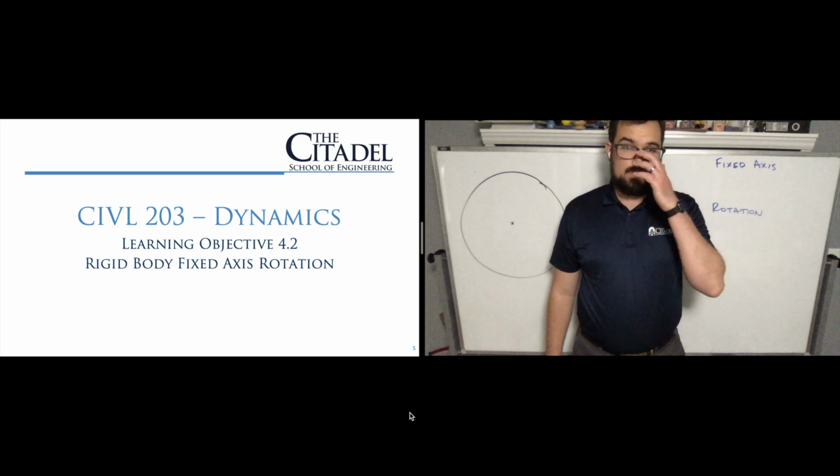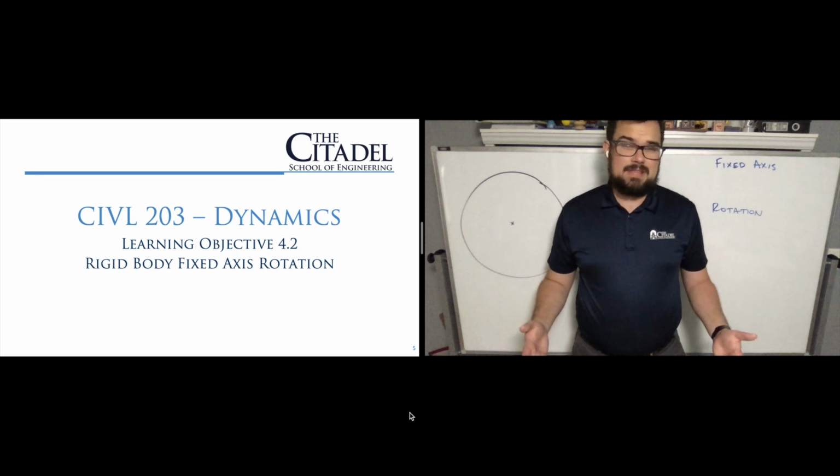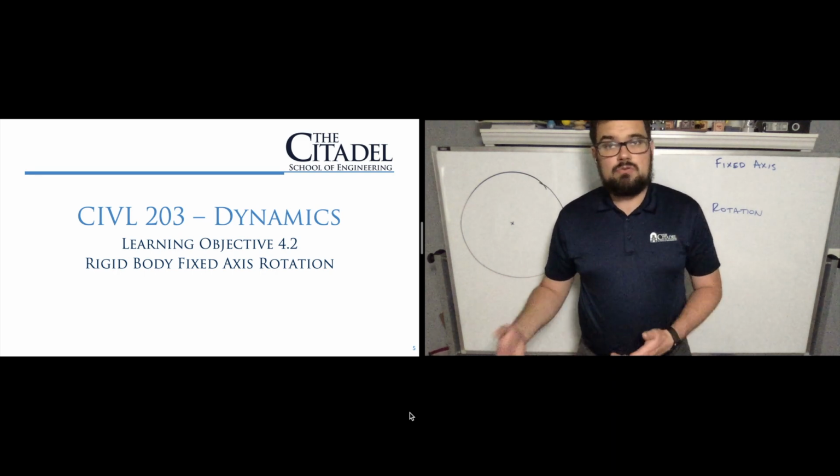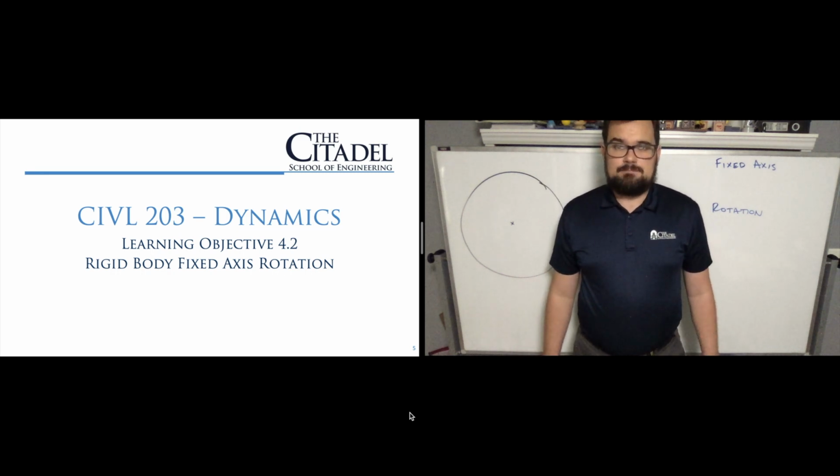This is CIVL203 Dynamics, Learning Objective 4.2, in which we're going to discuss rigid body fixed axis rotation. This represents another major concept that we're adding to our arsenal. Once we have this concept, we'll be able to do pretty much everything we need to do talking about general plane motion, just working with superposition. And so this lecture is a little longer because we need to cover some pretty important new material.